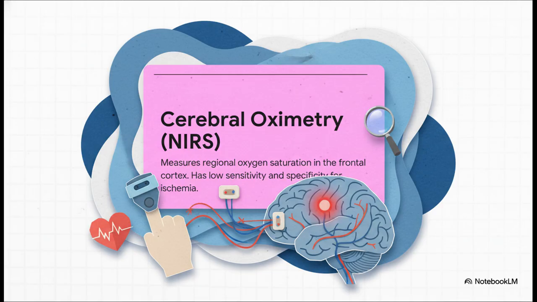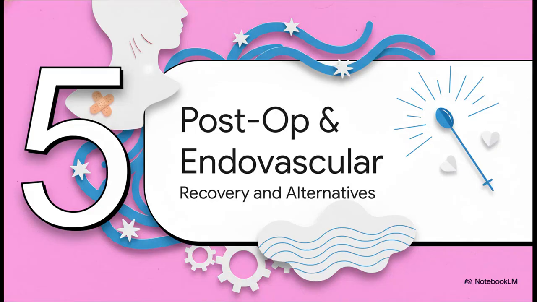And finally, there's cerebral oximetry, or NIRS. The easiest way to think of this is as a pulse oximeter for the brain. It uses near-infrared light to measure regional oxygen saturation in the frontal cortex. The key here is to watch for a significant drop from the patient's own baseline after clamping. However, the absolute values vary so widely between people, and its overall sensitivity and specificity are pretty low. It's a useful piece of the puzzle for sure, but it should never be used as the sole determinant of cerebral perfusion.